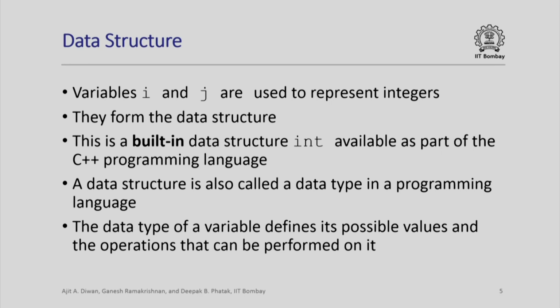In a programming language, we may say a variable has a certain type, and we can also call it a data structure for representing values. The data type of a variable defines what its possible values are and what operations can be performed on it. So, an int variable, for example, specifies that you can store integer values in that variable, and you can perform arithmetic operations, comparisons and many other operations on variables of integer type.